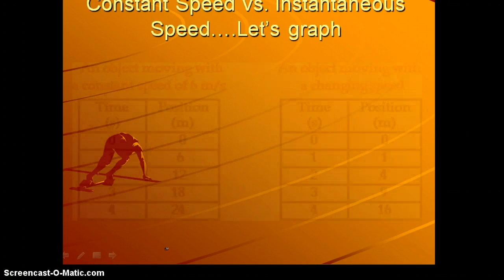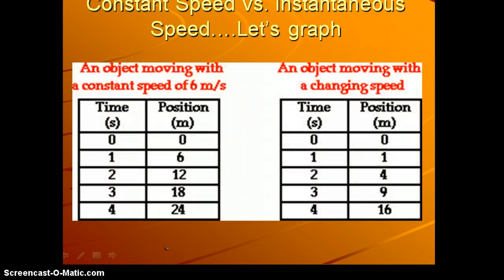Now, generally, if we want to look at the comparison of this, you'll be able to see it on a graph or in a data table. To show you the difference between constant speed and changing speed, in this situation the change in position is 6 meters per second. This is also 6 meters per second, and this is also 6 meters per second, and here as well, 6 meters per second. So they're never changing the rate of speed.